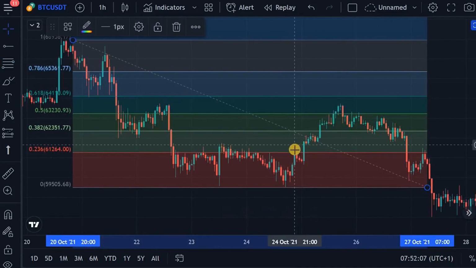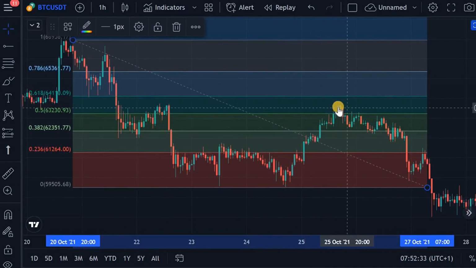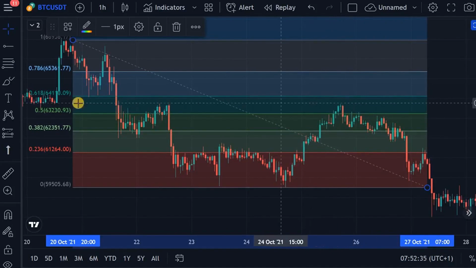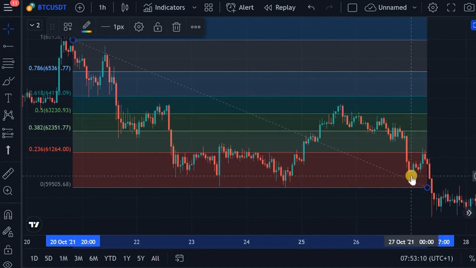Now in this case, you can see that the Fib levels are above the price, and the price got rejected first at the 0.236 right here, slightly rejected at the 0.382 right here, and ultimately got rejected at the 0.5 level right here. And this level acted as resistance in the price chart. You can see that the price continues to go lower in the near future.